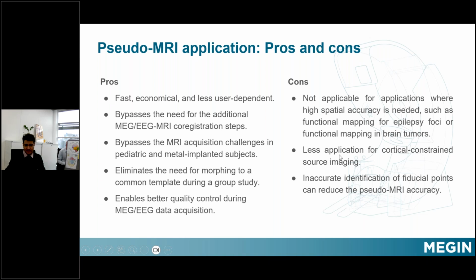It's less applicable for cortical constraint source imaging, because as you have seen, cortical surfaces are quite different, at least at the gyri level. So this is not or less applicable at that level. And then inaccurate identification of fiducial points may reduce the accuracy. So as I told you earlier.